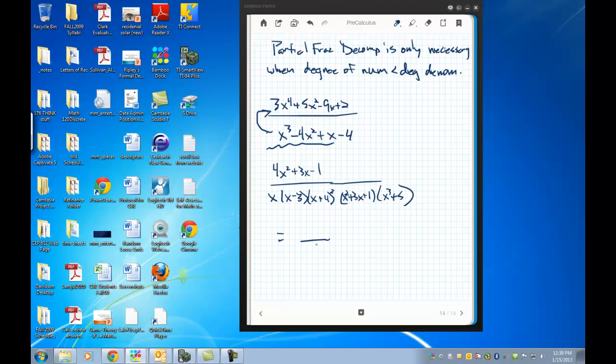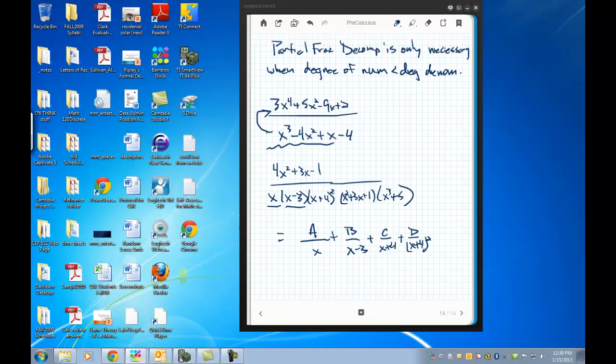All right, hopefully you gave it a shot. You ready? I'm going to take that factor. That's easy, A over x. And we'll take that factor. That's easy. That's B over x minus 3. Ooh, this one's not as easy. Because remember, there's that trick. If it's squared, then I'm going to go C over x plus 4 plus D over x plus 4 squared.